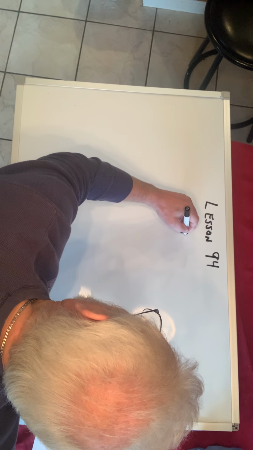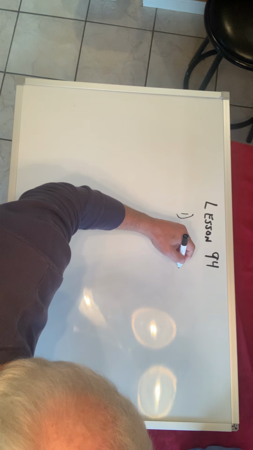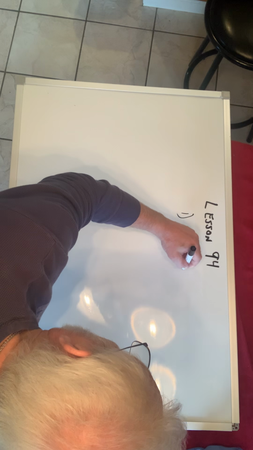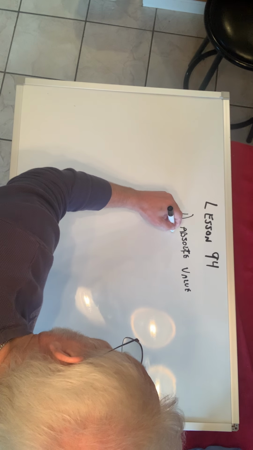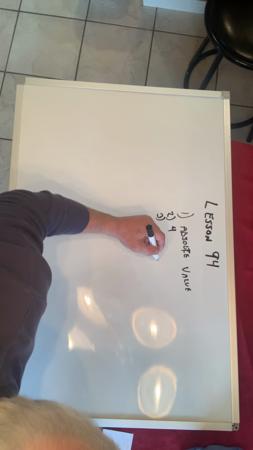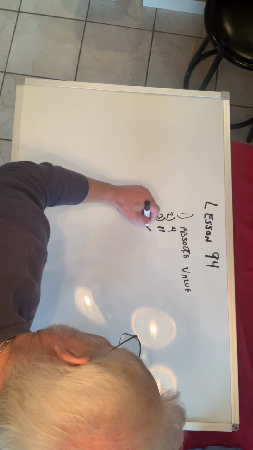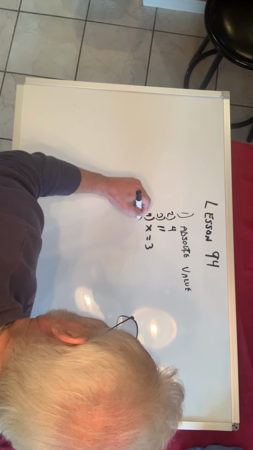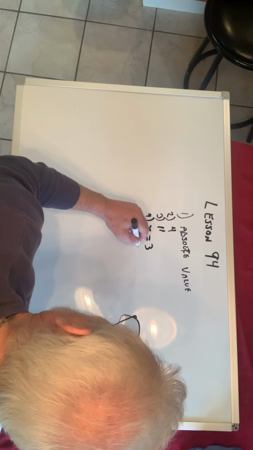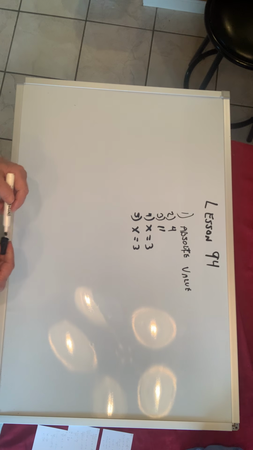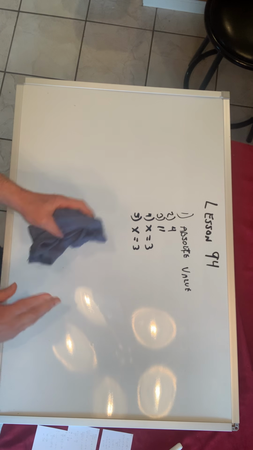The first one is absolute value. I think I spelled it wrong here, but absolute value. Number 2 is 4. Number 3 is 11. Number 4 is x is equal to 3. And number 5 is also x is equal to 3. So hopefully you stop the video, take a look at those real quick. You can probably do those in your head and still get them right. But that is the warm-up.